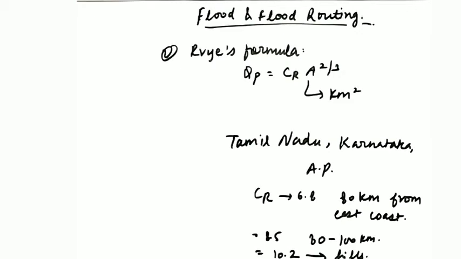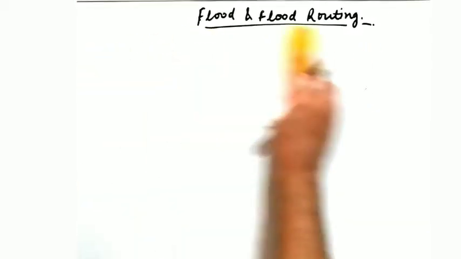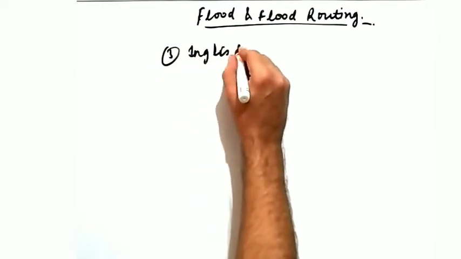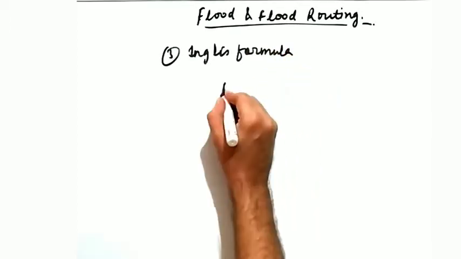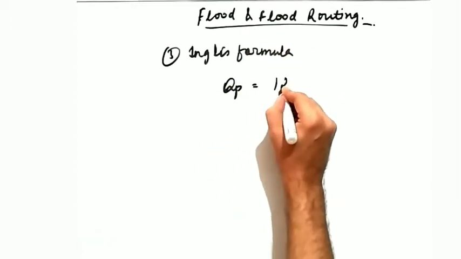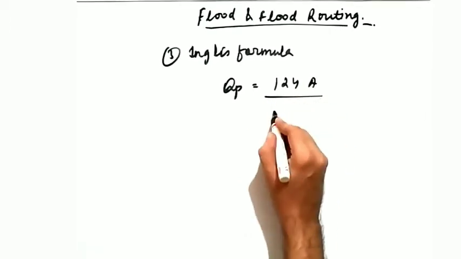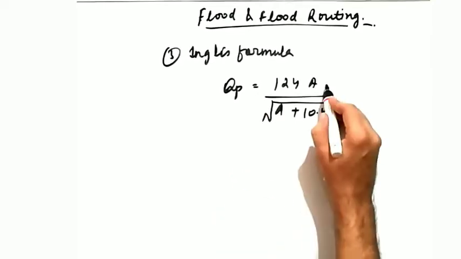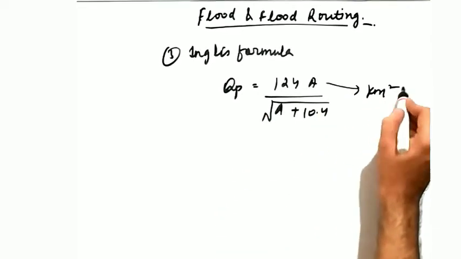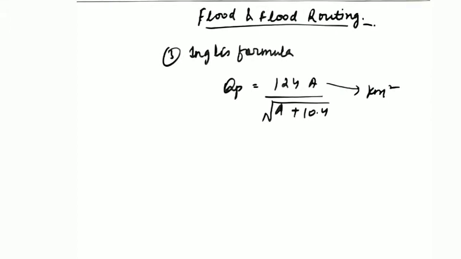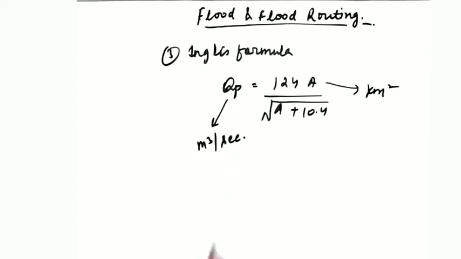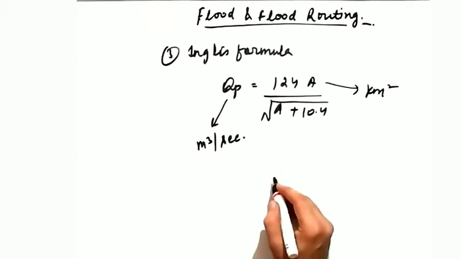Now moving on to the next formula. The next formula is called the Inglis formula, and this formula can also be used to calculate the discharge of flood. This is QP equals 124A divided by the square root of A plus 10.4. A is again the catchment area in kilometers squared. And remember, for all the formulas, Dickens, Ryves and Inglis, the QP will be in meter cube per second.